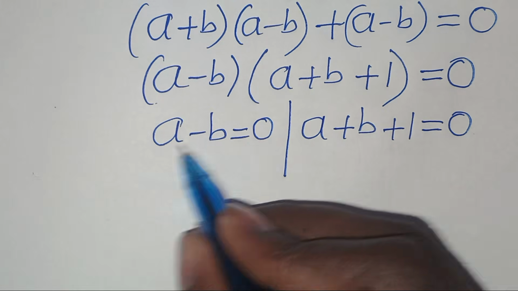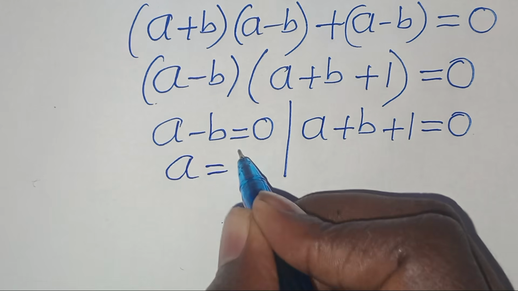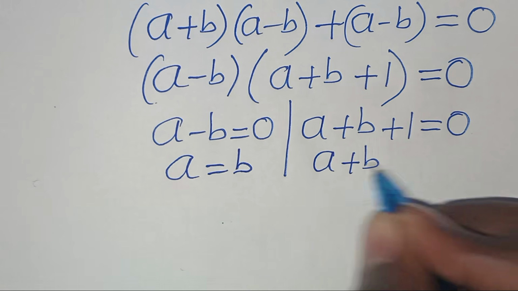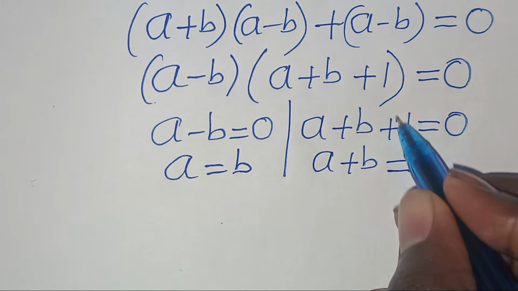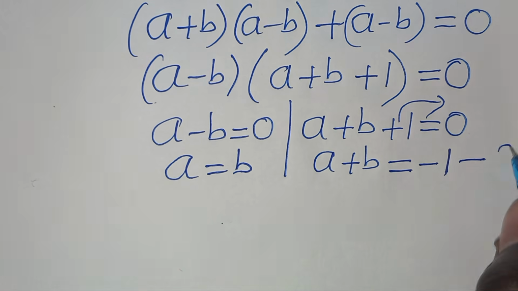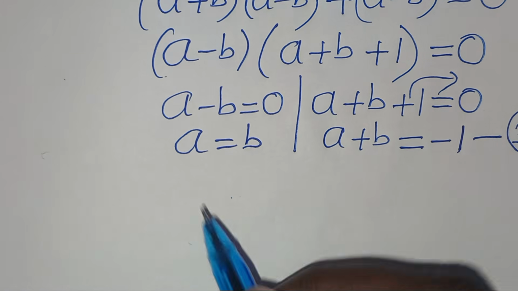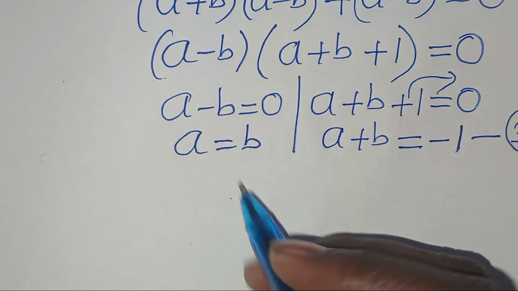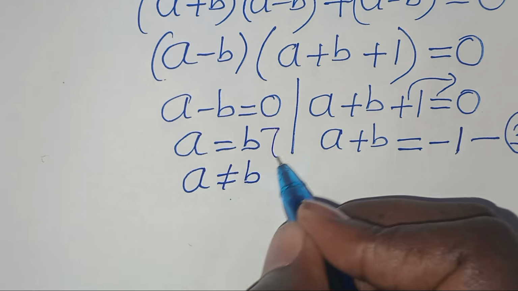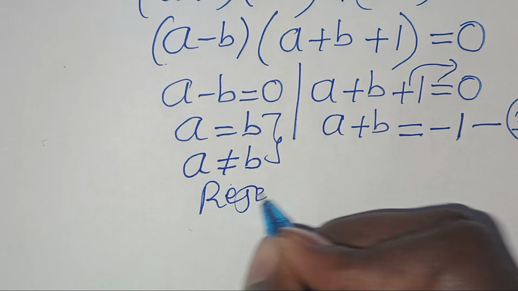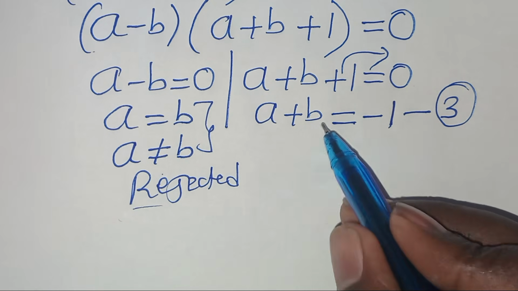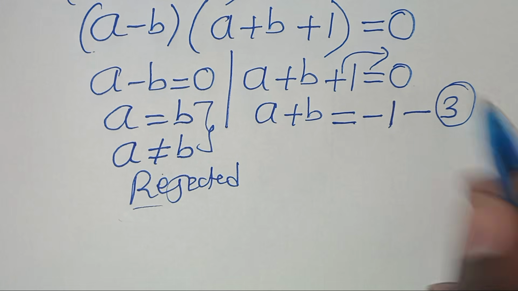Now this means that from the first part here, a is equal to b, and from the second part, we have that a plus b is equal to, let's take plus 1 to the right hand side, this becomes minus 1. Let's call this equation 3. Now from the first part, a is equal to b. This violates the condition that a is not equal to b. So the first case here is rejected. Now let's proceed with a plus b equal to -1. We call this equation 3.